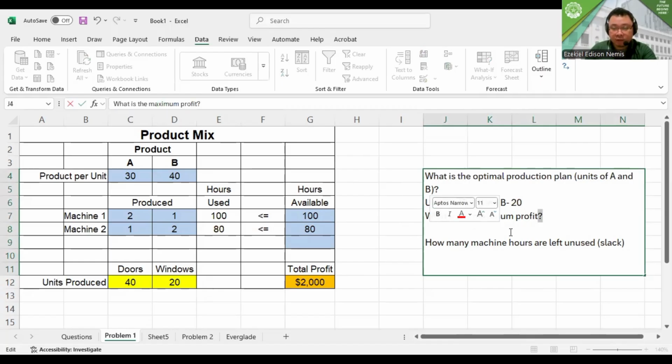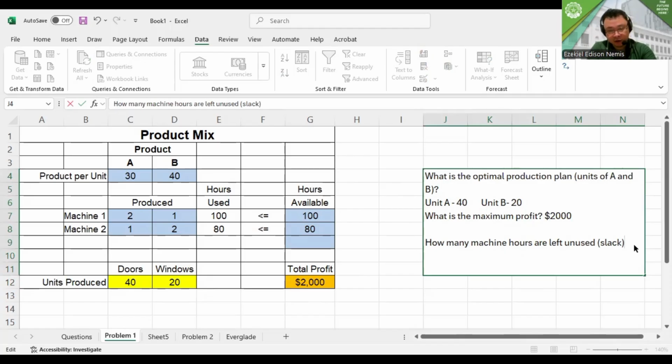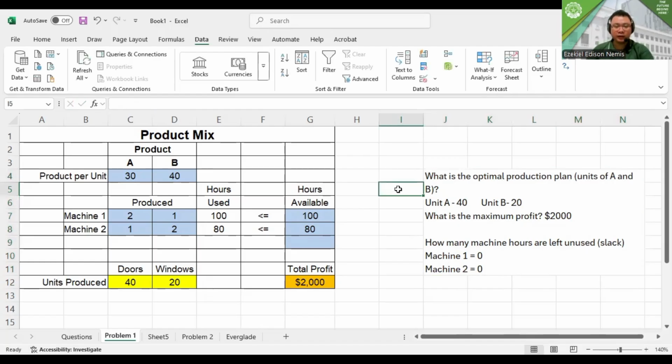For the maximum profit, remember, it's already there. The maximum profit is $2,000. We get it here. For the machine hours left to be used, remember, both of these machines are 0. All you have to do is write: machine 1 is equal to 0, and machine 2 equal to 0. So this is the answer for number 1. Let's proceed to problem number 2.